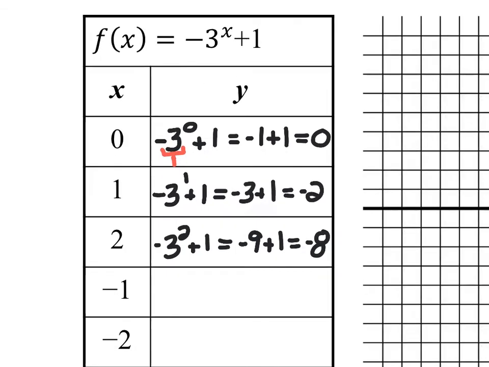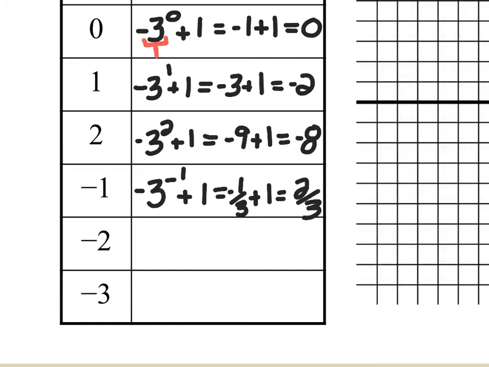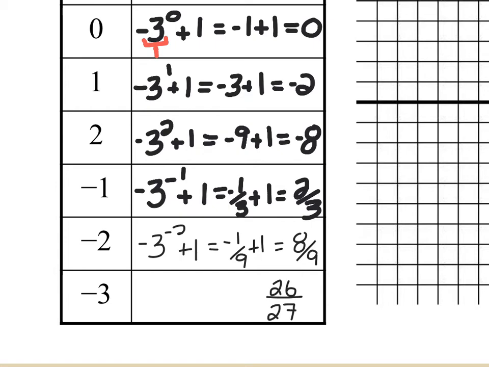Now we start putting in negative exponents. So negative 3 to the negative 1 plus 1 is negative 1/3 plus 1, or 2/3. Negative 3 to the negative 2 plus 1 is negative 1/9 plus 1, or 8/9. And then the last one is 26/27. See if you can figure out how I got that value.